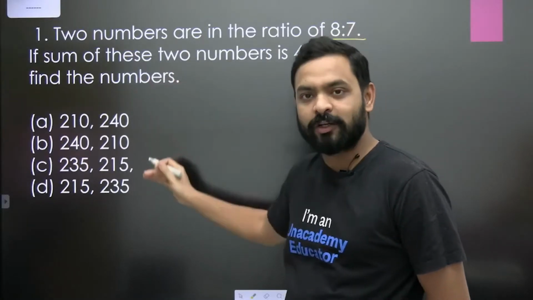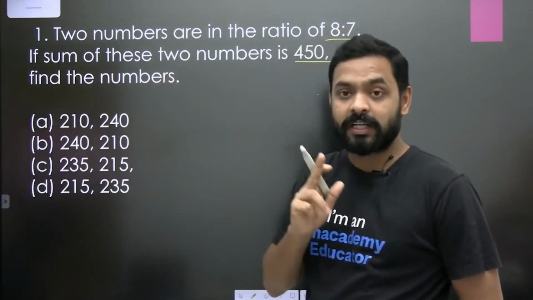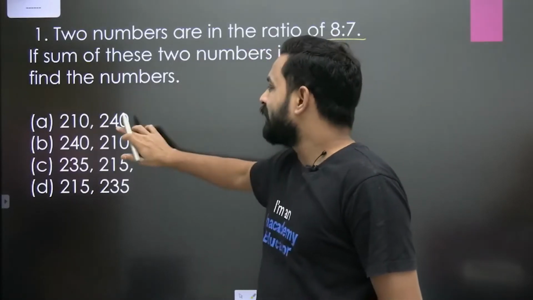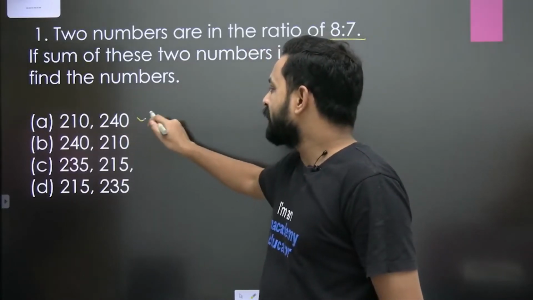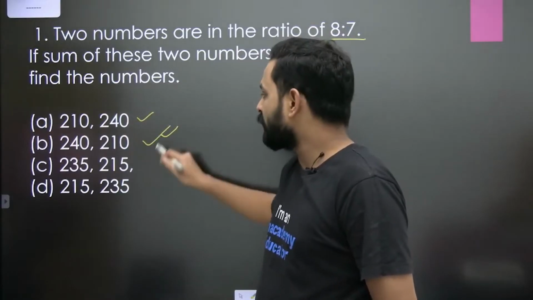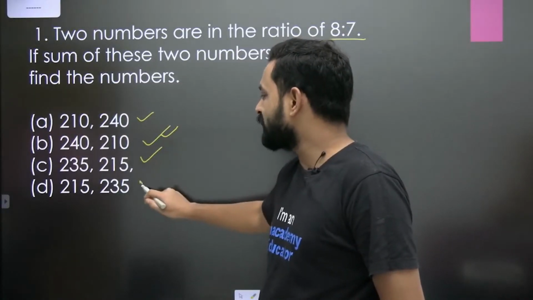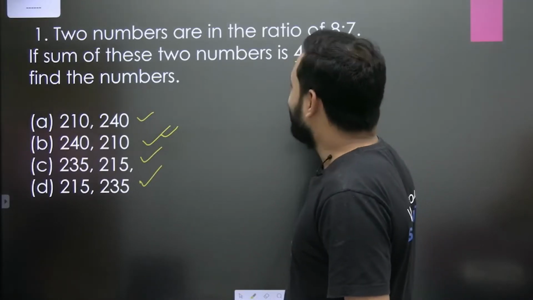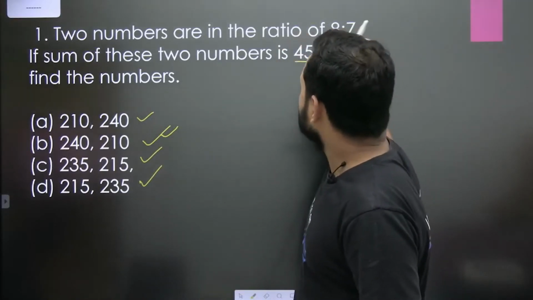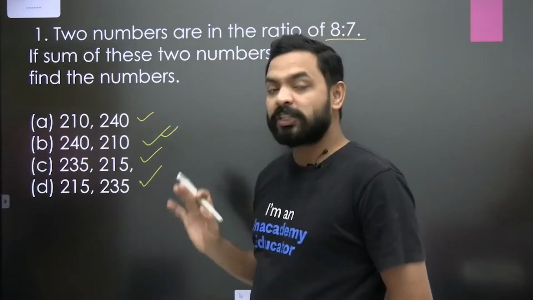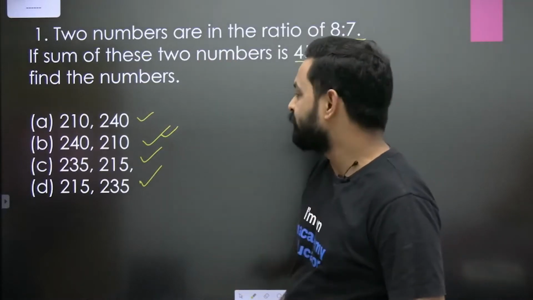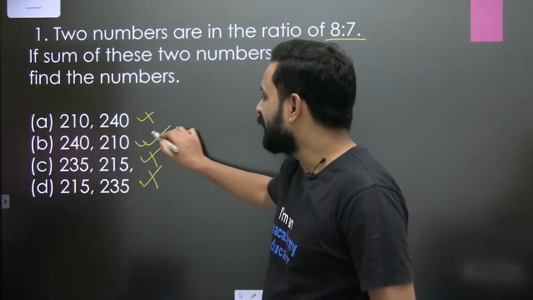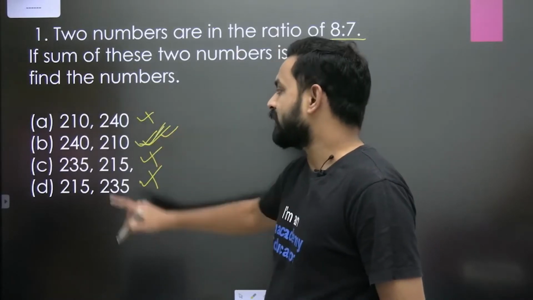8:7 is the ratio and the sum of these 2 numbers is 450. So first of all, I look at the options. This is the reverse gear approach. First look at the options. Sum is 450, just check it. Yes, this suffices the condition. This also suffices the condition. This also, and this also. And the ratio is 8:7. So what option will be there? You can see that only the second option is the right answer.